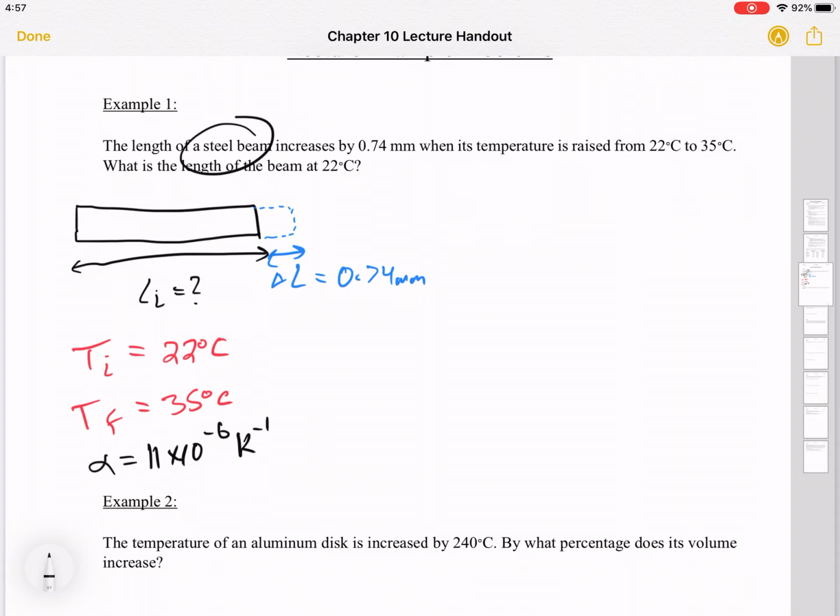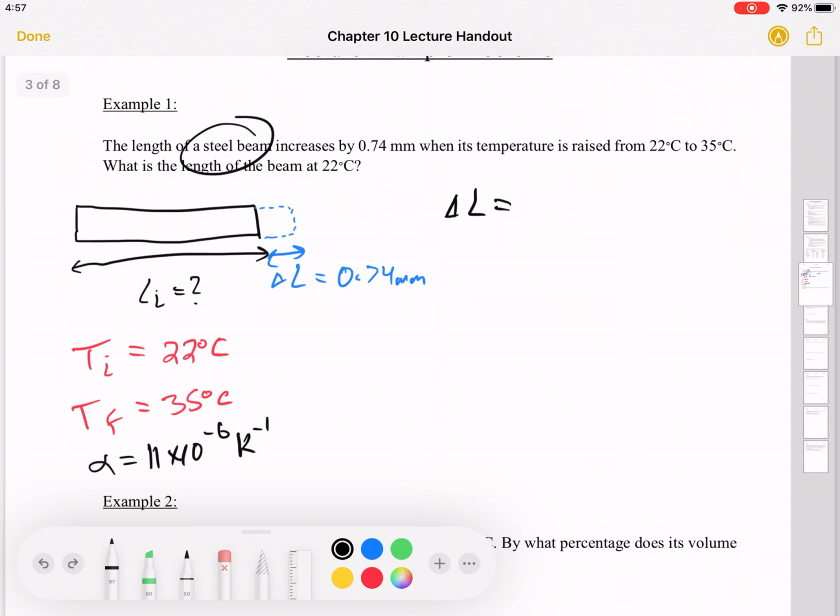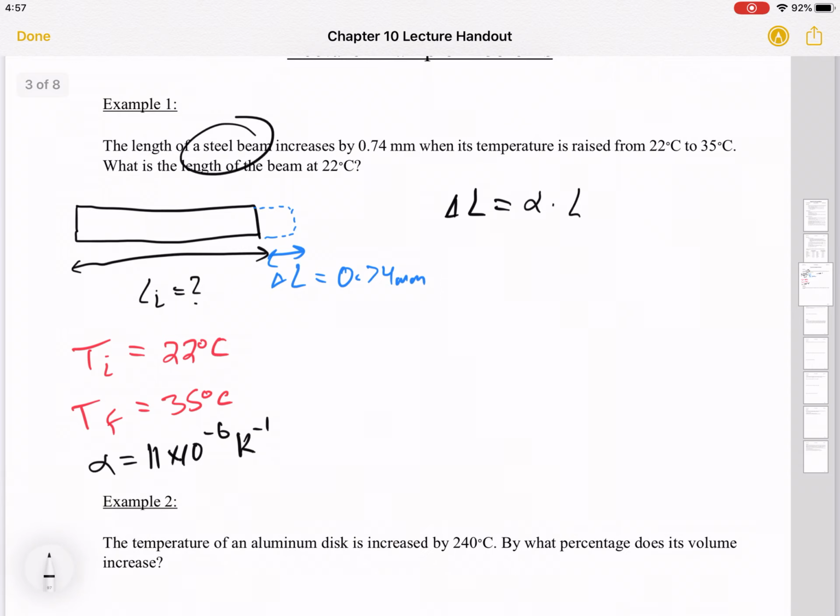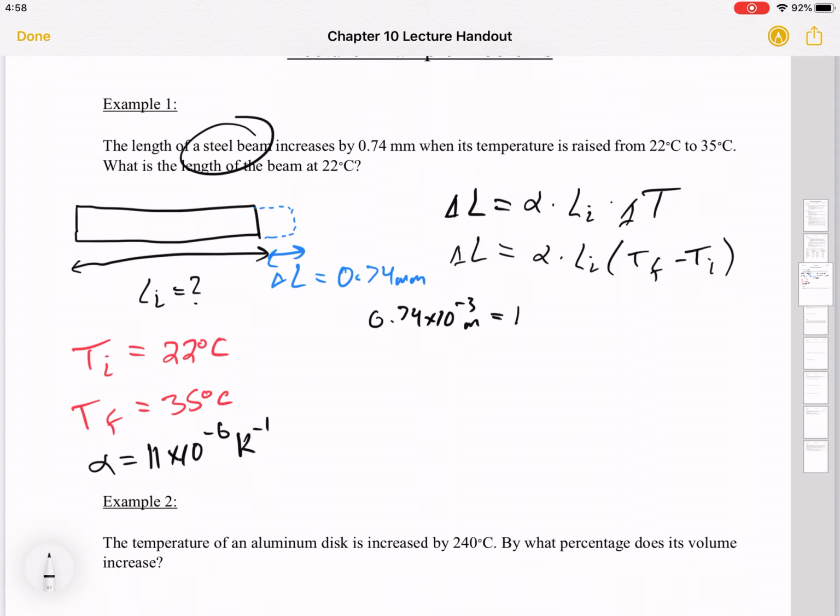Okay, so we can solve this. We can plug into the equation. I've got delta L equals alpha times L initial times delta T. And remember, delta T means T final minus T initial. Okay, so delta L I know is given to me. It was 0.74 times 10 to the minus 3 meters equals 11 times 10 to the minus 6 times the initial length, which is what I'm looking for, times T final minus T initial.